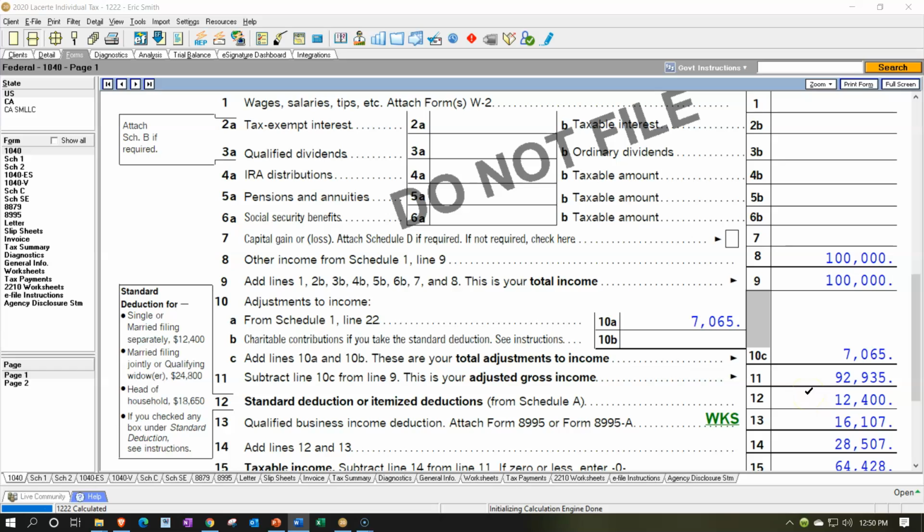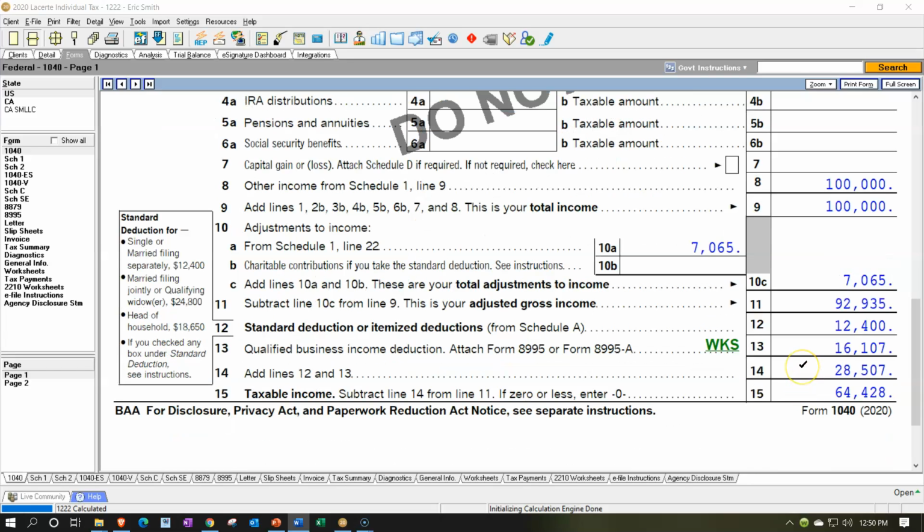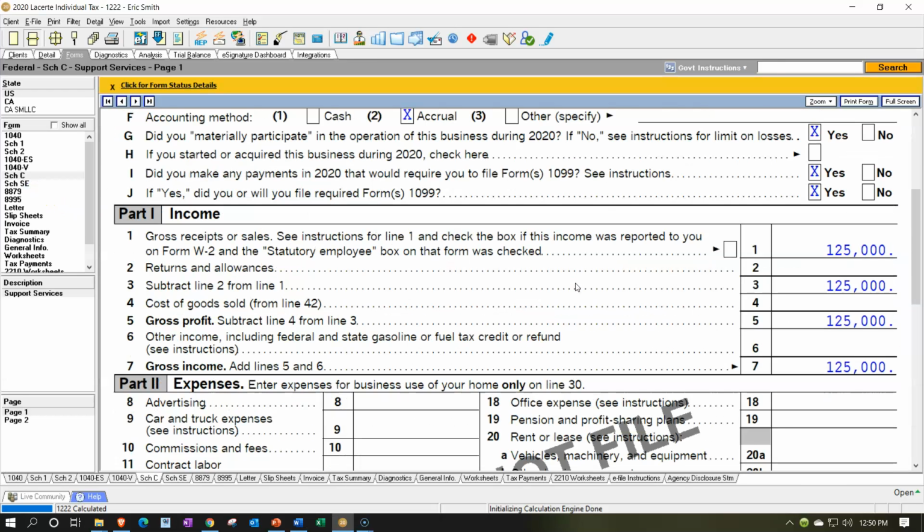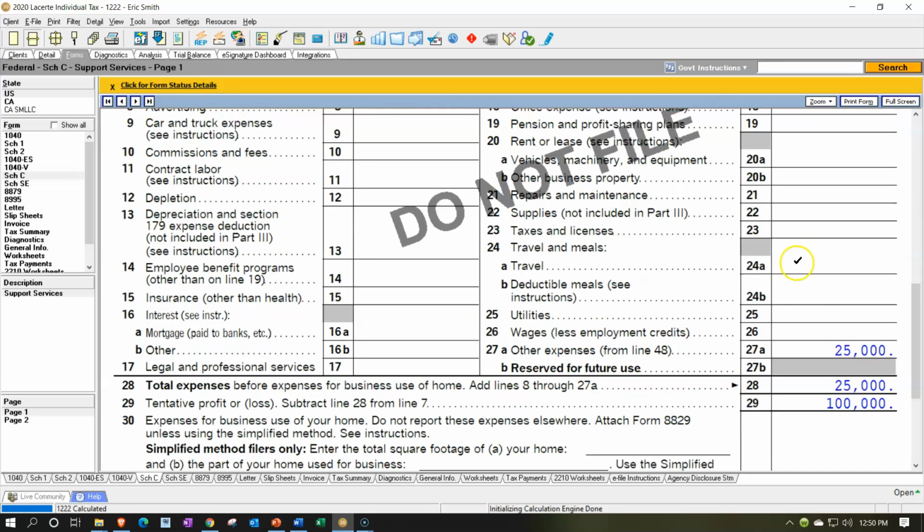That's going to get us down to the adjusted gross income. We got the standard deduction, $12,400. Might have then the qualified business income deduction here. That gets us down to the taxable income of the $64,428. We're now going to be focusing in on the Schedule C. So we're going to go on over to the Schedule C here, where we're starting out with the $125,000 of the income and the $25,000 of the expenses now.